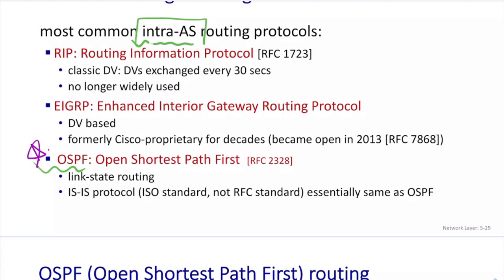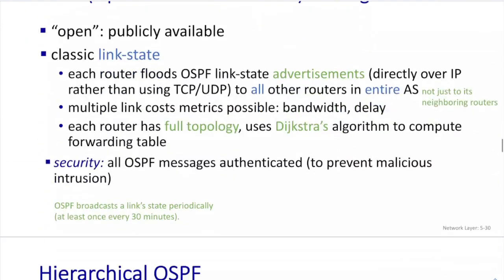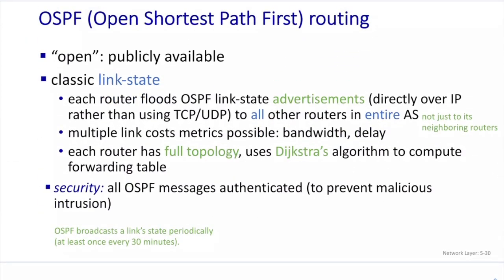It is a de facto standard. It is a link state routing protocol, so it uses shortest path, so it should contain fewer routers. It should have a global view, as we mentioned before in Dijkstra's algorithm, right? So let's take a look at OSPF. It is a classic link state routing protocol. Open means it is open to the public, so every router can implement this routing protocol.